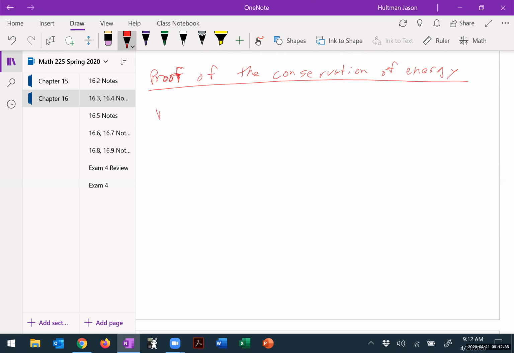Okay, so we have force equals mass times acceleration. That's Newton's second law of motion, right? Everybody knows that one. In vector form, this is going to be F of r of t is equal to m. And if r of t is my distance, then how am I going to represent my acceleration? Yeah, with a second derivative, right? So this is going to be the second derivative of r of t. That's my acceleration.